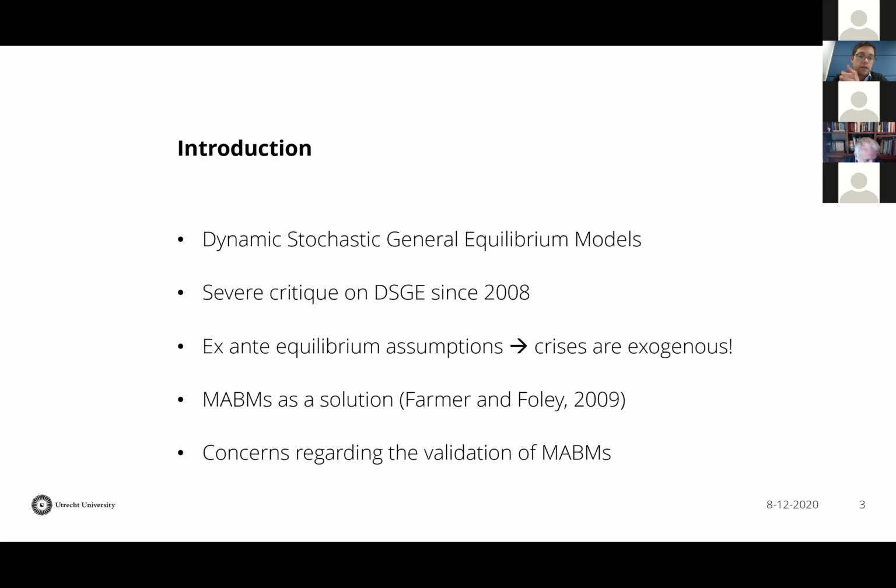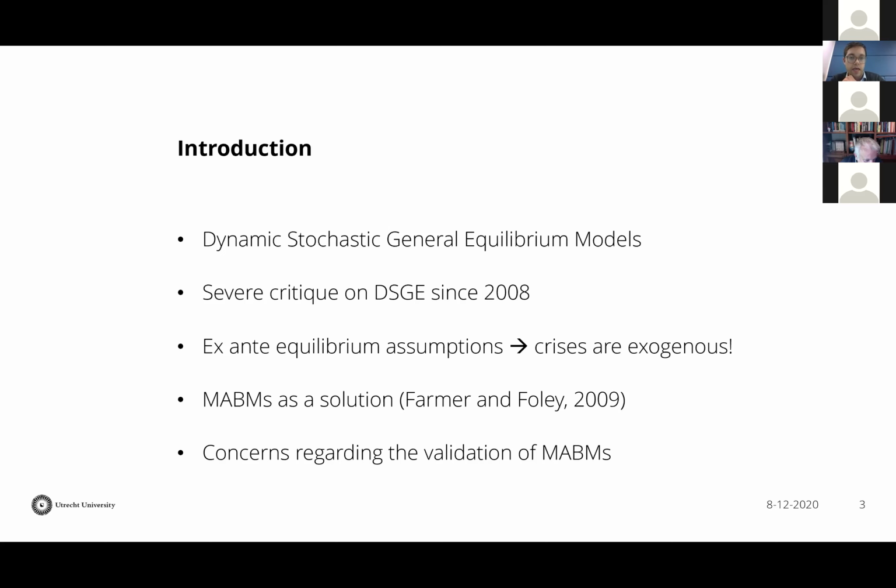One of the reasons for this was that the DSGE framework makes use of ex-ante equilibrium assumptions, which basically mean that crises can only be put into the model in an exogenous way. This implies that the model is not really explaining why economic crises occur. So this is a problem for this type of models. And macroeconomic agent-based models have since been considered as a solution to this problem.